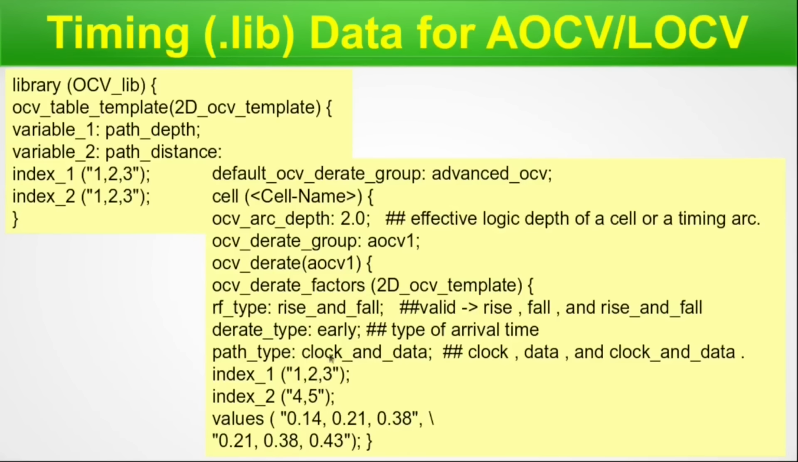We have visualized in actual the timing lib. So this is written in this way. First this template is defined somewhere up in the .lib, and later for each cell this section comes for the AOCV, and the relevant strings I have kept here.